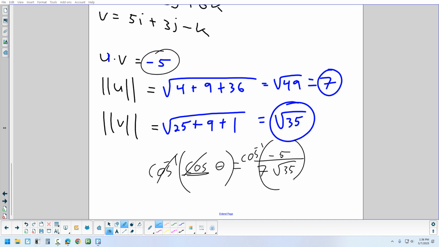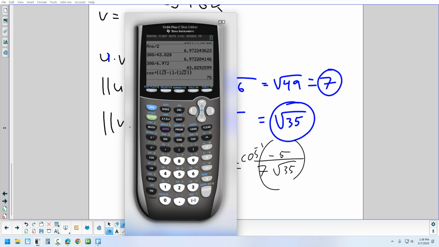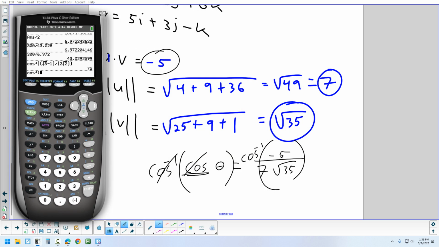When I fill it in, you tell me how I am going to put that in. Inverse cosine, and then a parenthesis. I don't need another one on top because the top is just a single number. Then -5 divided by, parentheses, now I do 7 square root 35. Yep, and if you don't put in that second parenthesis, it won't work right. That's the correct answer.